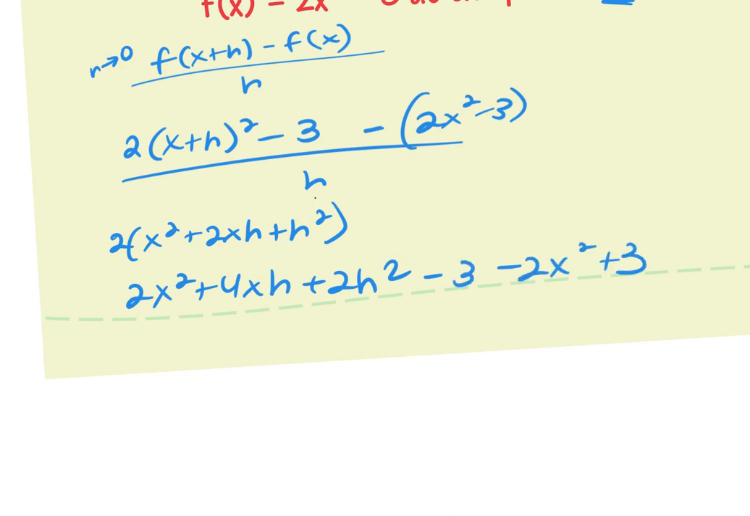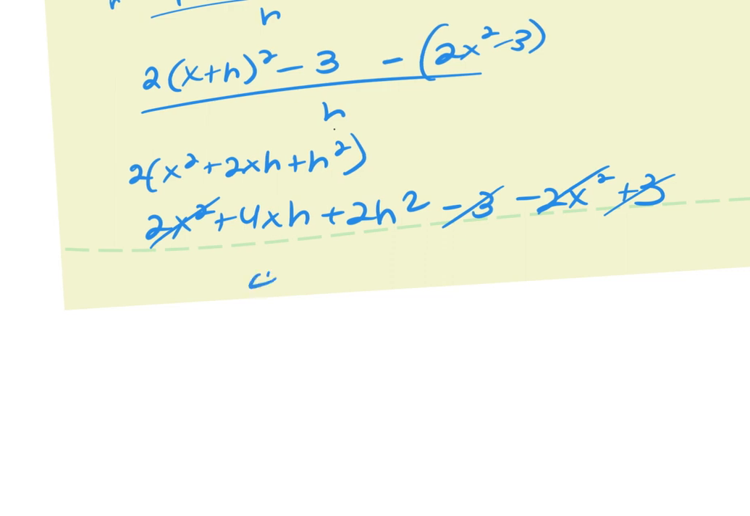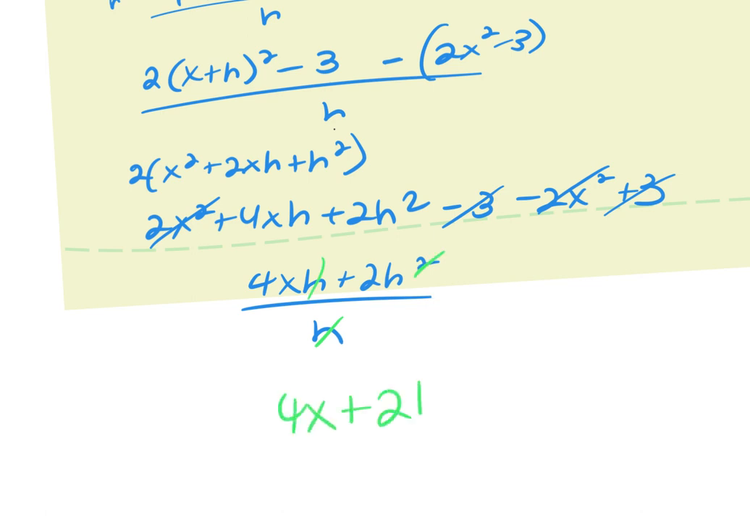And anything that doesn't have an h should cancel out if you do it right. So -3 and +3, positive 2x squared, negative 2x squared. So 4xh plus 2h squared over h. The h's cancel, and I get 4x plus 2h.